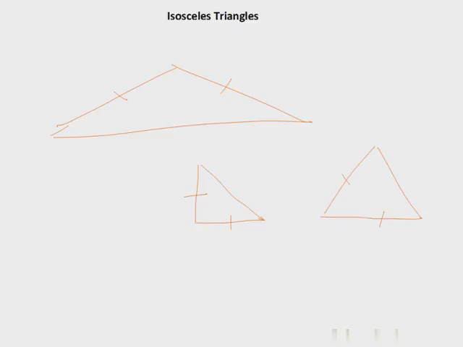Is it saying anything about the third side? Is it saying that the third side must not be equal to these two sides? No, it isn't. The condition is simply that if any two sides are equal, we call it isosceles. So the third side could well be equal to these two. It could well be equilateral.